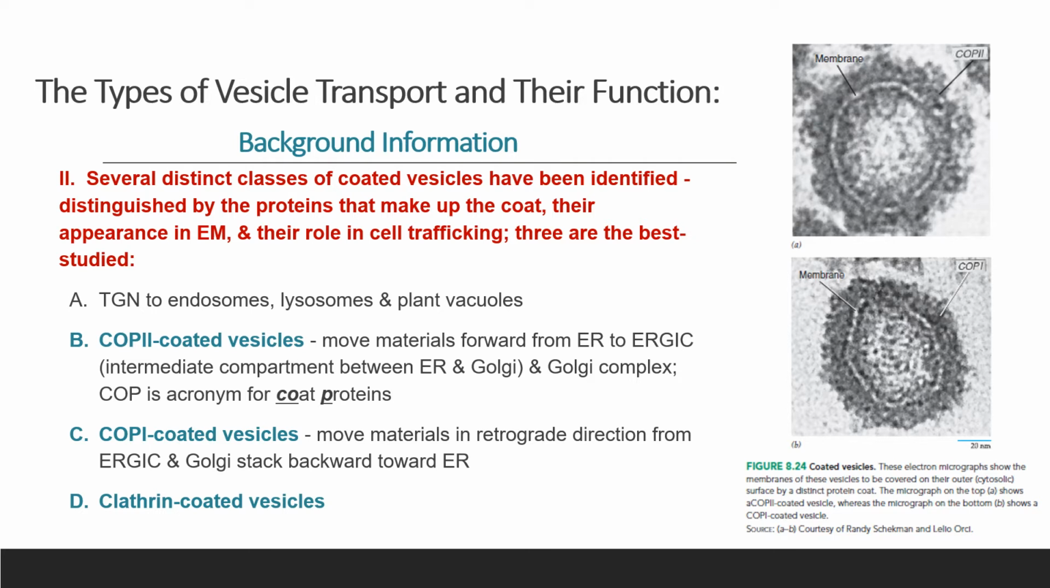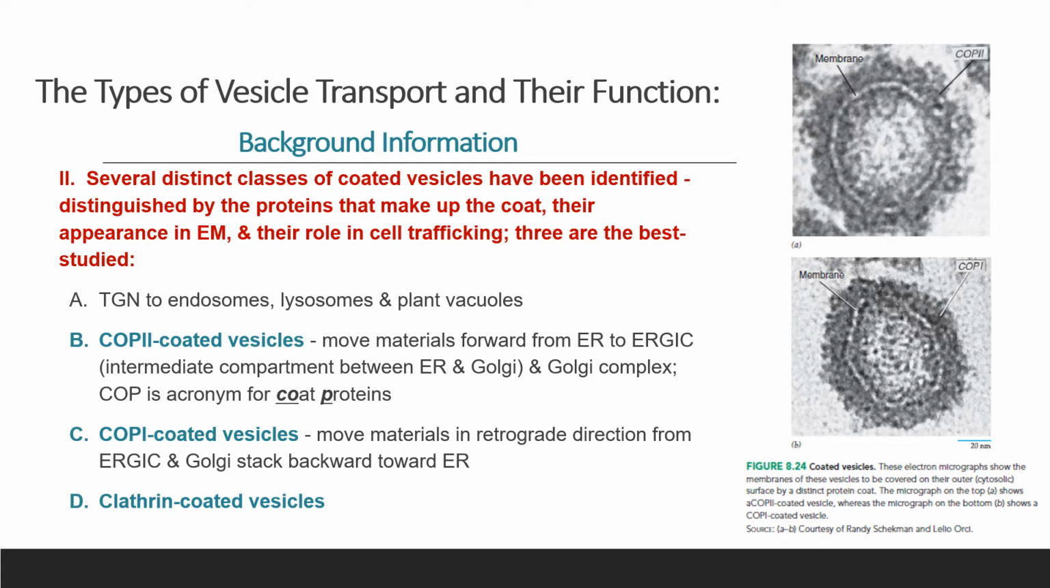So, several distinct classes of coated vesicles have been identified and distinguished by the proteins that make up the coat, their appearance in the electron microscope, and their role in cell trafficking. And there are three vesicle transports, or three vesicles, that are best studied. Okay, so here we have the first one. This is actually not one of the three that are commonly studied. So we have the TGN to the endosome, lysosome, and plant vacuoles.